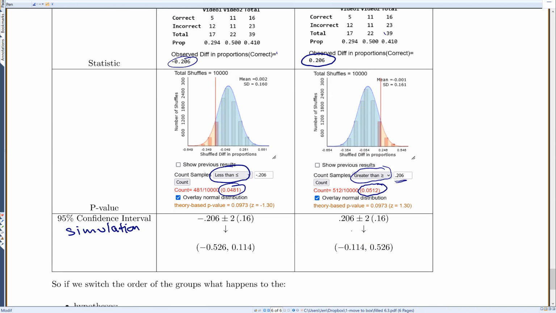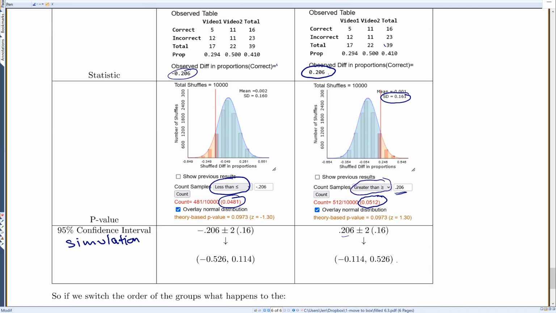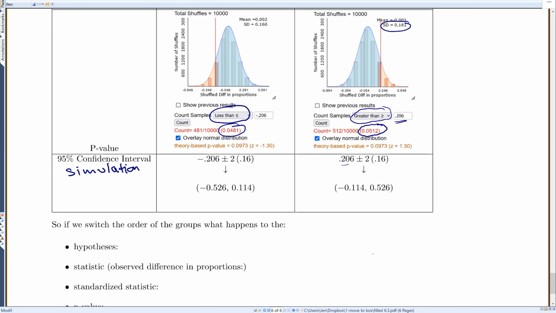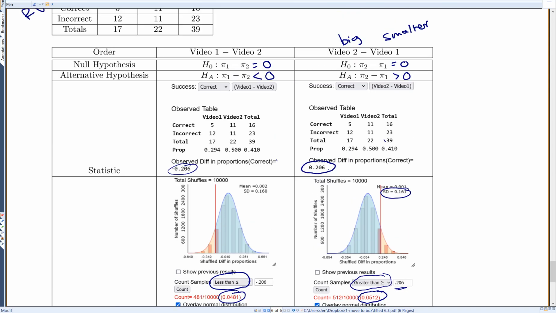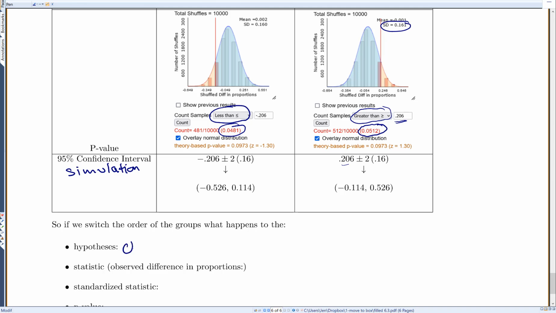And to find my confidence interval, I do my new statistic, which is 0.206, plus or minus 2 times the standard error, which is the standard deviation right here. And so I get this confidence interval. So if we switch the order of the groups, what happens to each of these things? The hypotheses, what did we have to change? We had to change the sign from a less than to a greater than.